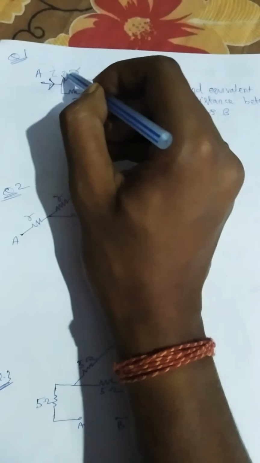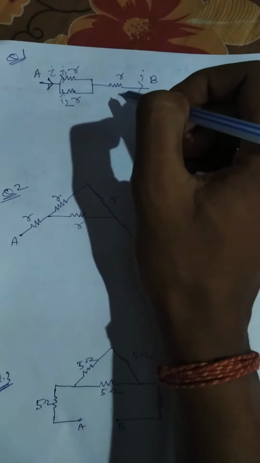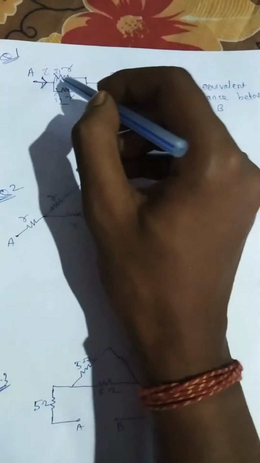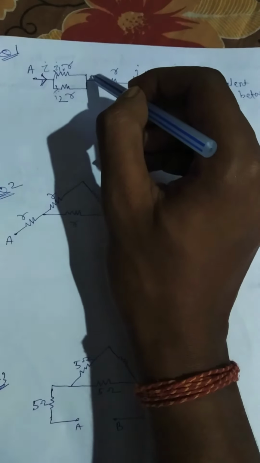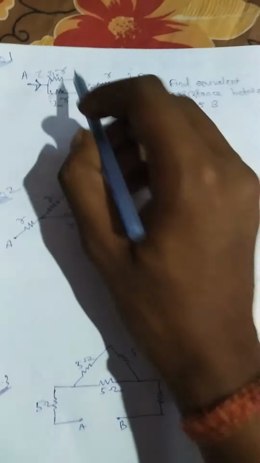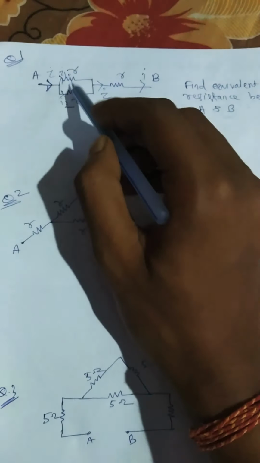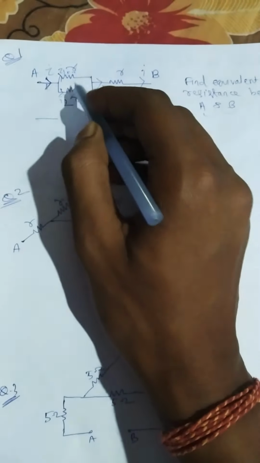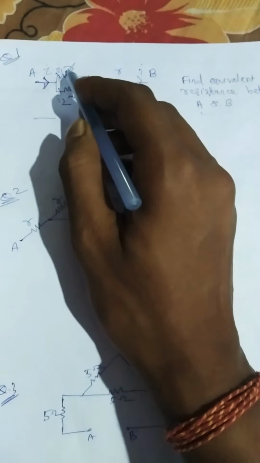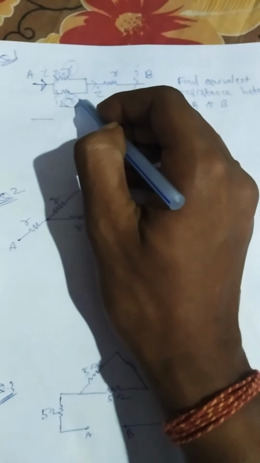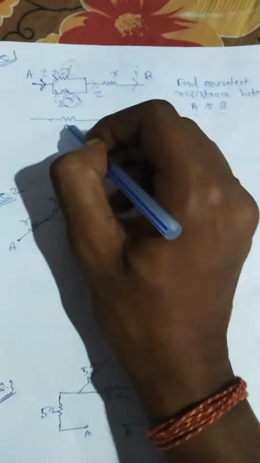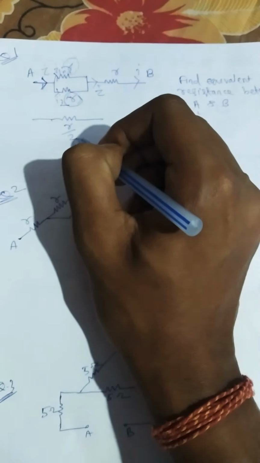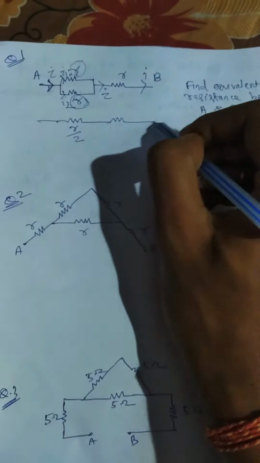So the current divides into I1 and I2. Again these two currents I1 and I2 combine to form current I. Here I1 and I2, the two currents, are different, so this is a parallel grouping. There are two resistors, each with resistance R, so the equivalent resistance will be R by the number of resistors, R by 2.